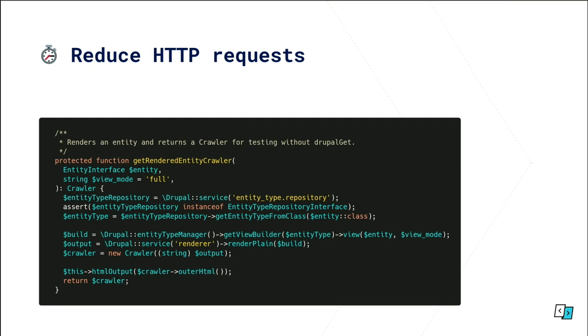Looking at the wrong slide. So that method, you pass in an entity to it, and it spits out a Symfony crawler, which is a class for checking if HTML elements exist inside rendered output. And then if we want to use it.